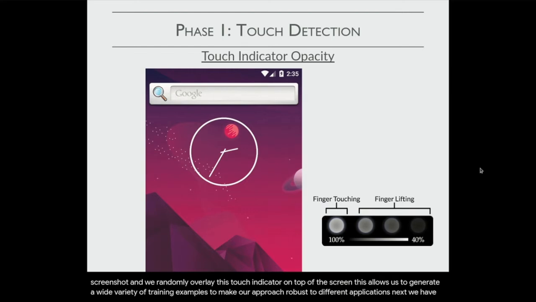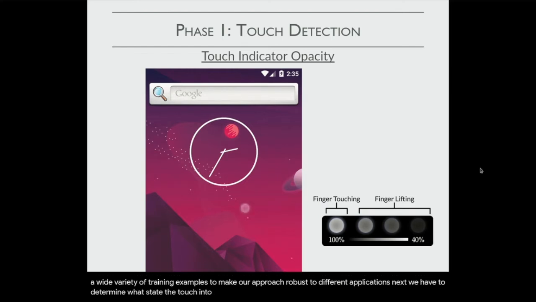Next, we have to determine what state the touch indicator is in. The touch indicator has 2 main states. One where the finger is touching and the opacity of the touch indicator is at its fullest, and one where the finger is being lifted and the opacity is slowly fading.